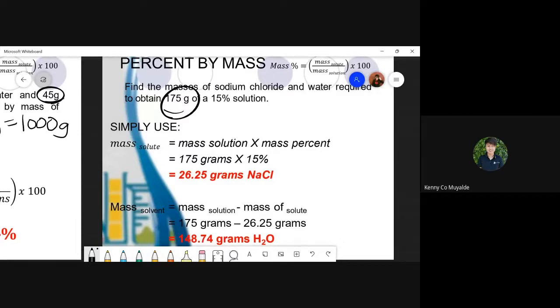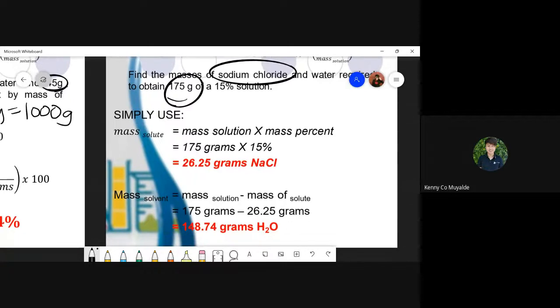Ito yung overall total. Remember, ito yung overall total, di ba? Kunin mo lang yung 15% niya. So 175 grams times 15%, that will be the mass of the sodium chloride. Okay, so 175 grams times 15% will be equal to 26.25 grams of sodium chloride. That is the solute.